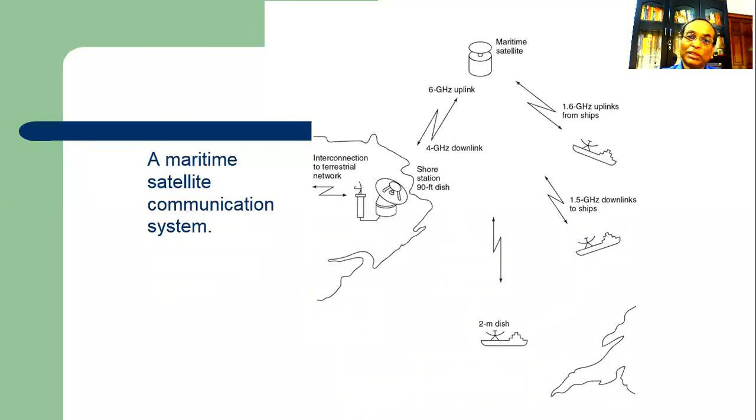And the source station, the earth station, will get the signal and will come to know about the health of the ship and position of the ship, where it is. So this is a scheme of maritime satellite communication system.